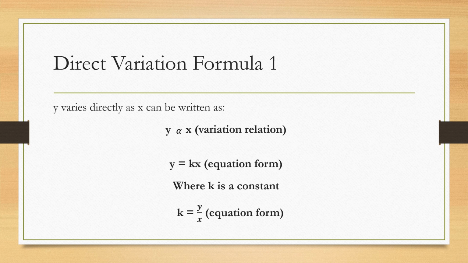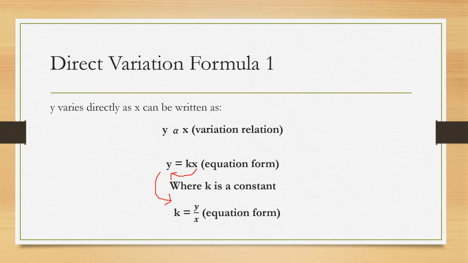So how to get this? Usually in a lot of questions they would need you to find k. So how to find k? You need to change x to the other place. So x will go to the other side, and it will become like this: k equal to y over x.